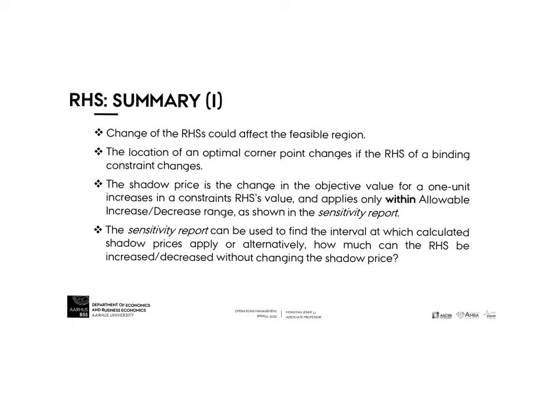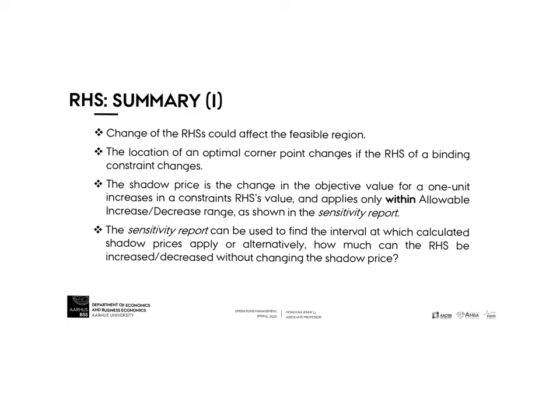Now we can summarize the results about right-hand side constraints. A change of the right-hand side could affect the feasible region. That's obviously because you change the value of your constraint function. The location of an optimal corner point changes if the right-hand side of a binding constraint changes. So again, if you change the binding constraint's right-hand side, it basically moves up and down, and of course the intersection or corner point will be affected.